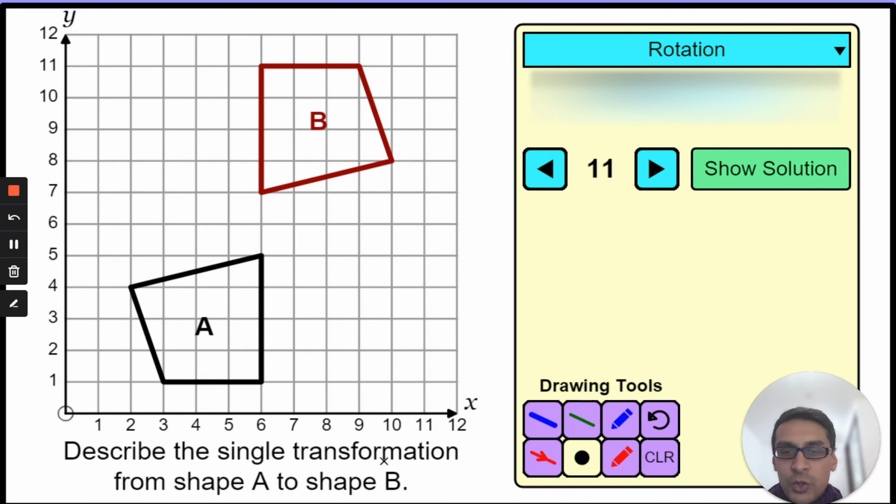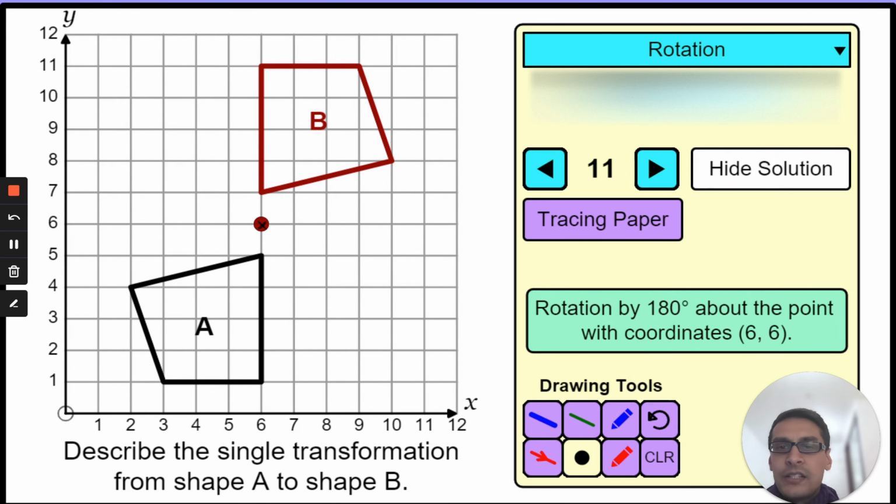Question 11. Now describe the single transformation from A to B. Now this one you're going to need to use a bit of trial and error to work out where the center of rotation is. So I'll let you try that out. I'm predicting it could be somewhere perhaps here. I'm predicting it to be there. Indeed, it is actually there.